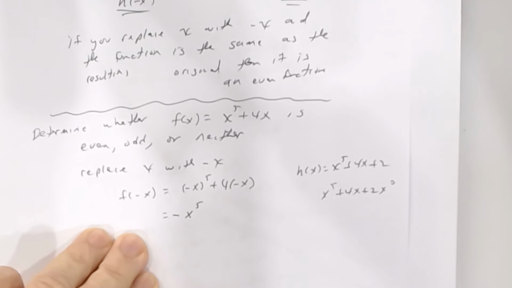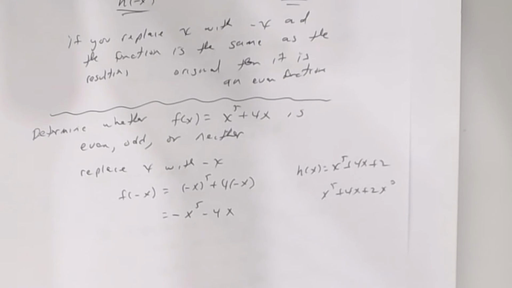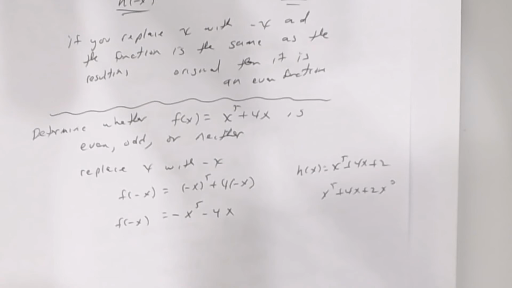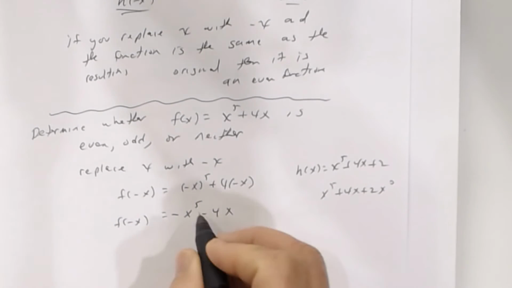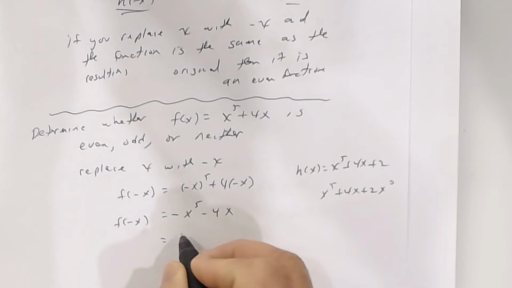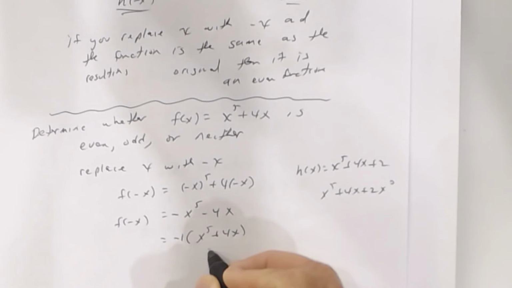What is 4 times a negative x? Negative 4x. All right, now listen carefully to this. So this right here is f of negative x, right? All right. Now, could I also have done this? Now listen carefully. Could I, at this point, factor out a negative 1? We talked about factoring last semester. Could I take out a negative 1 here and write it as negative 1 times x to the fifth plus 4x? All right? But what is x to the fifth plus 4x?